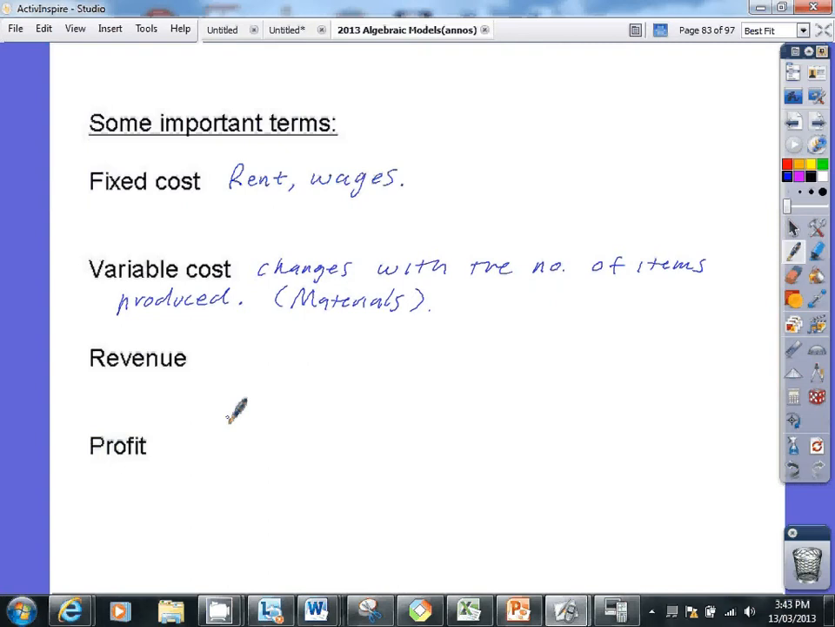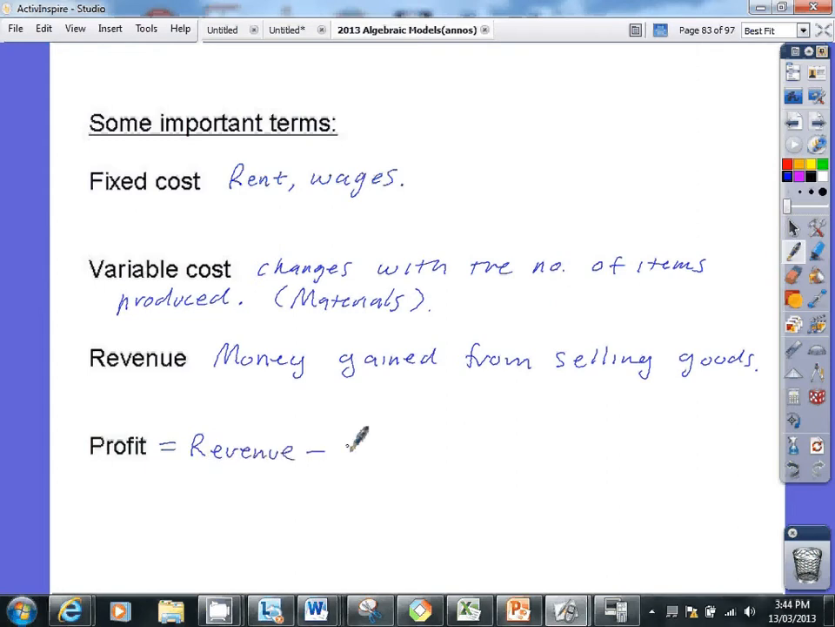Now, revenue and profit are often confused with one another. Revenue is actually the money gained from selling goods, whereas profit is the difference between revenue and costs. So profit is equal to revenue minus cost.